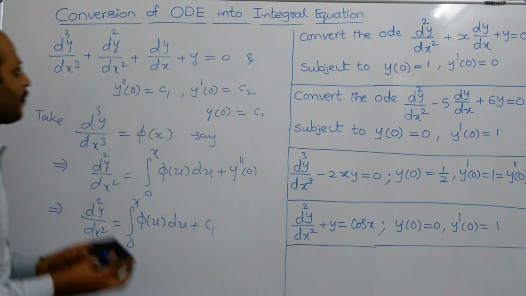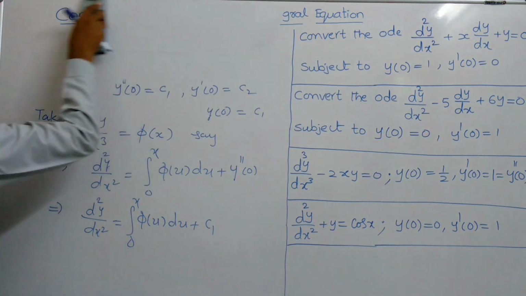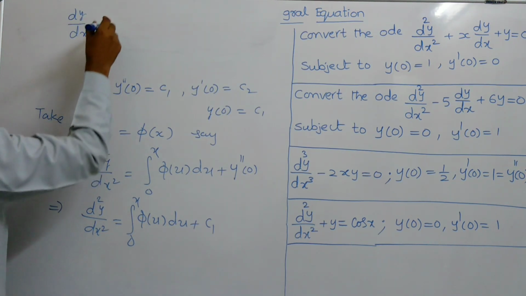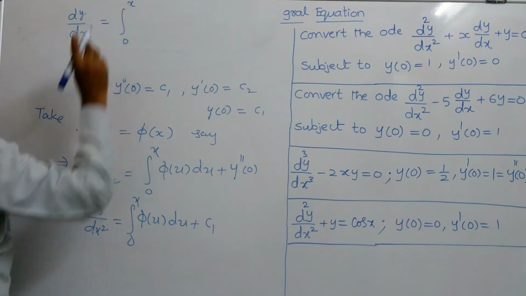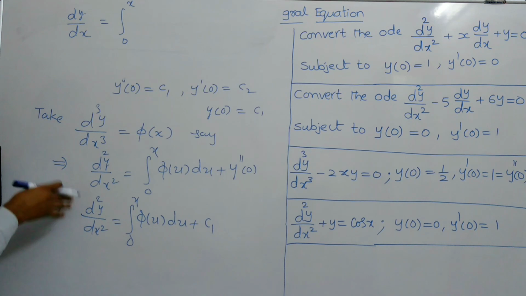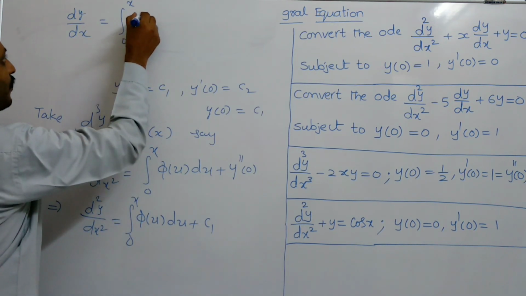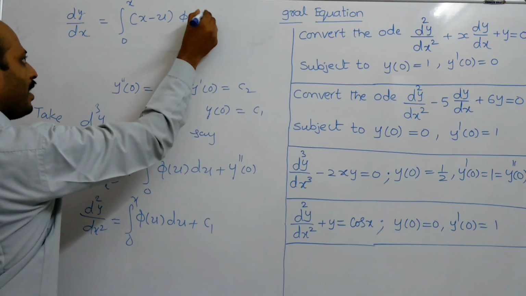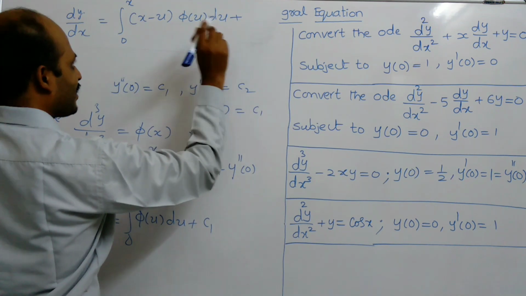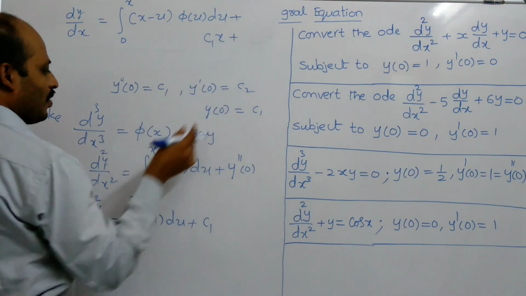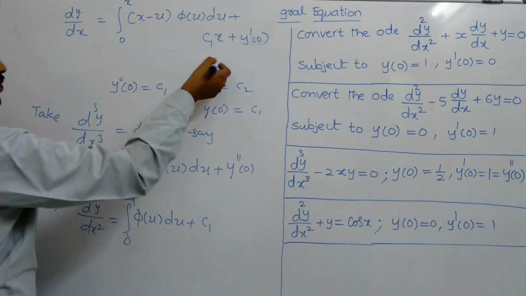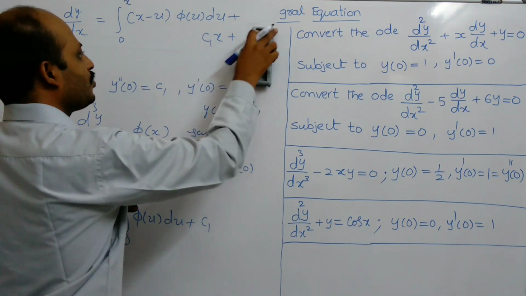We get dy by dx is equal to integral 0 to x. Because the second order term is reduced to first order, you add one more term, x minus u phi of u du. Here the constant is C1, plus C1x, plus y dash of 0, the integral constant. y dash of 0 is equal to C2, so you can use C2 here.